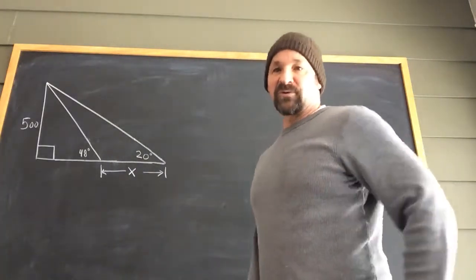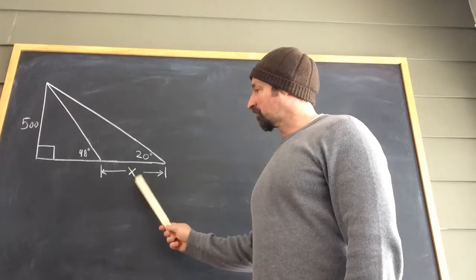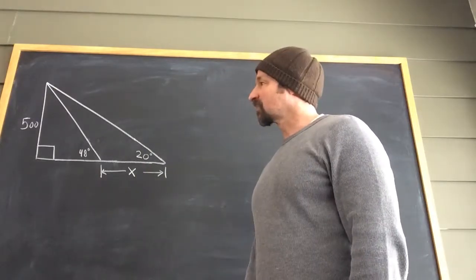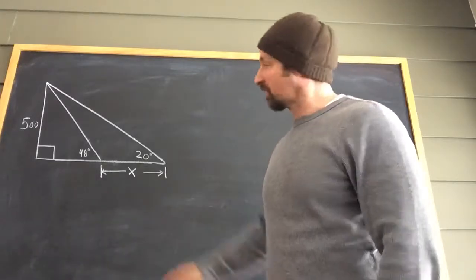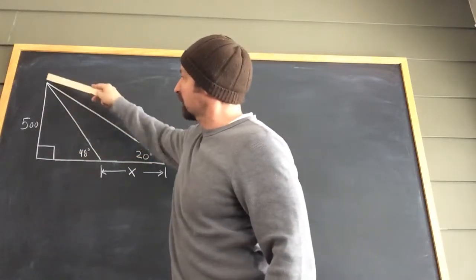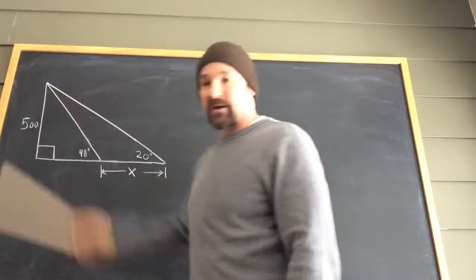In this video, we will use right triangle trigonometry to solve for this unknown value x. This problem is different from the earlier problems in that we've got two right triangles up here. We've got this small right triangle right here, and then this larger right triangle.